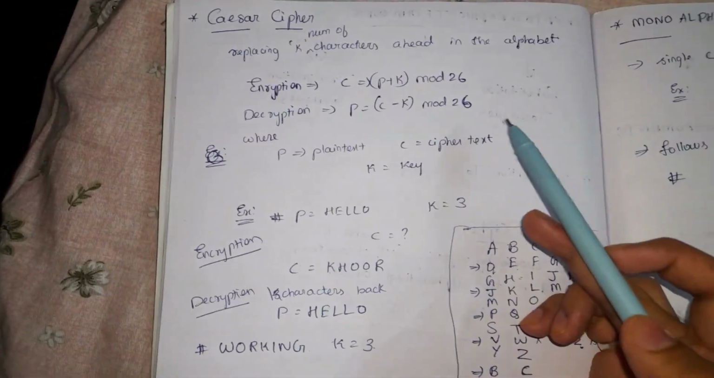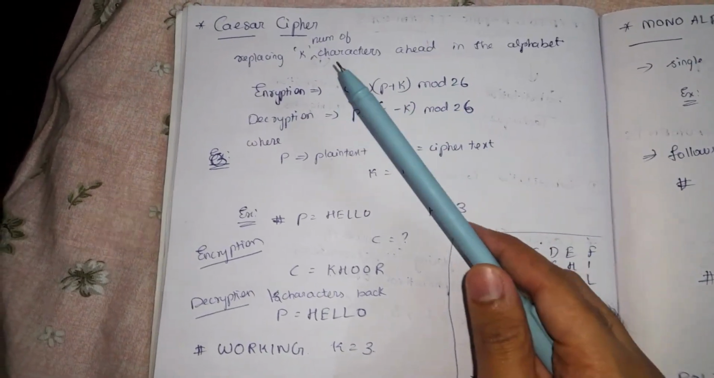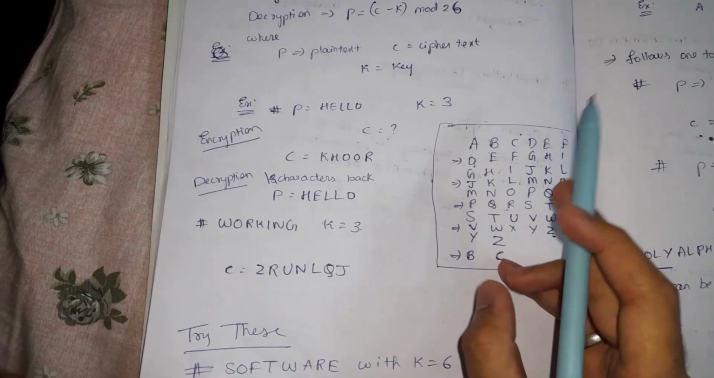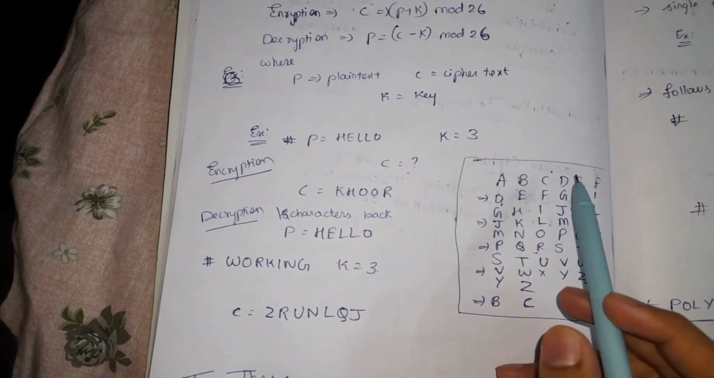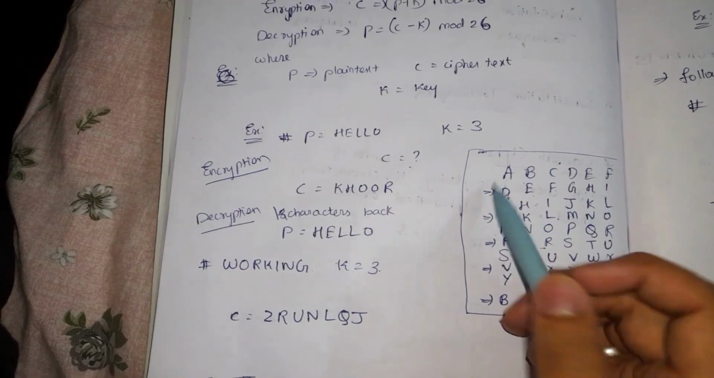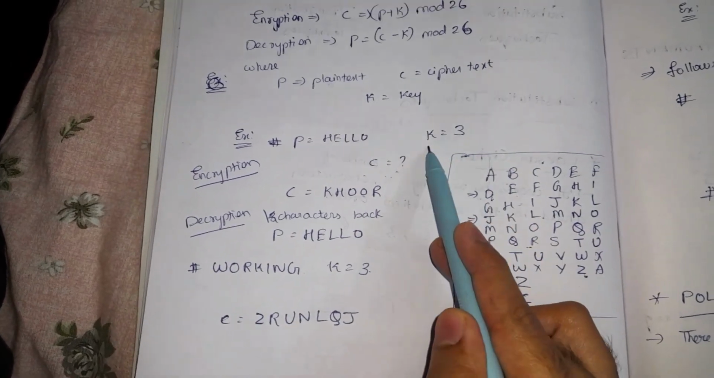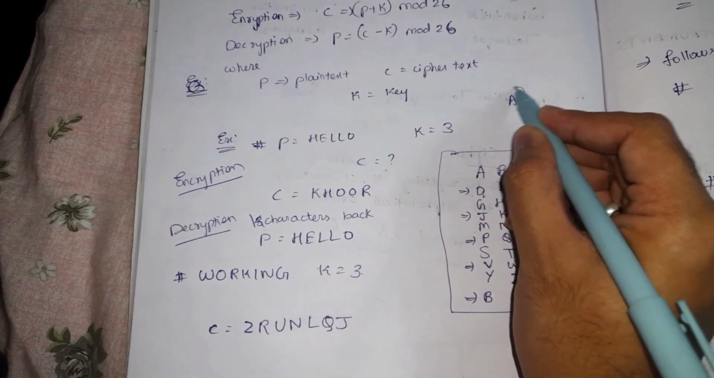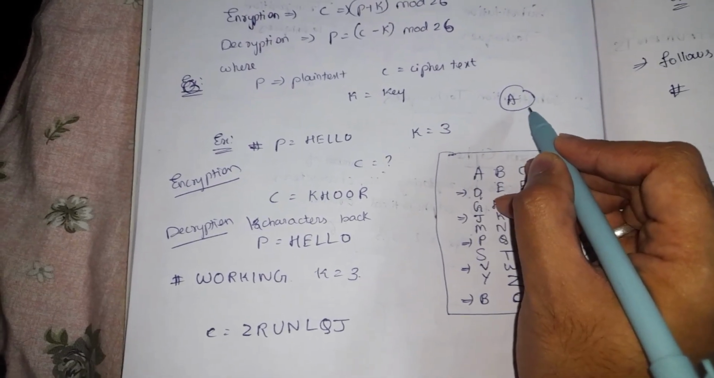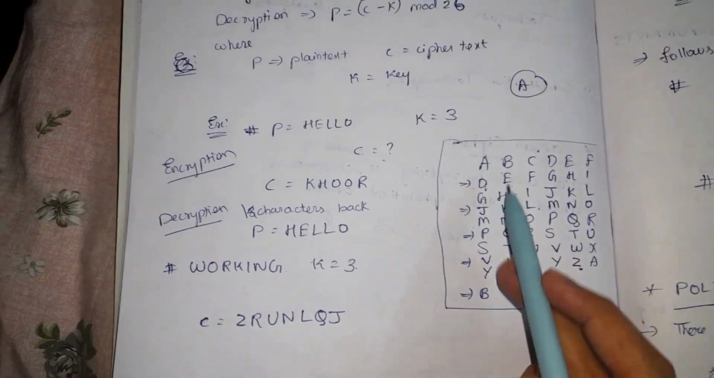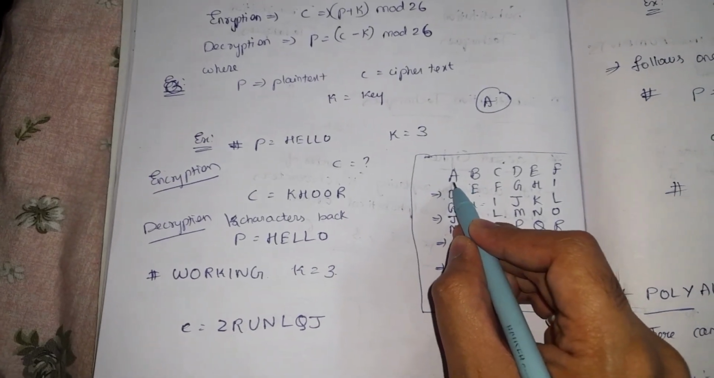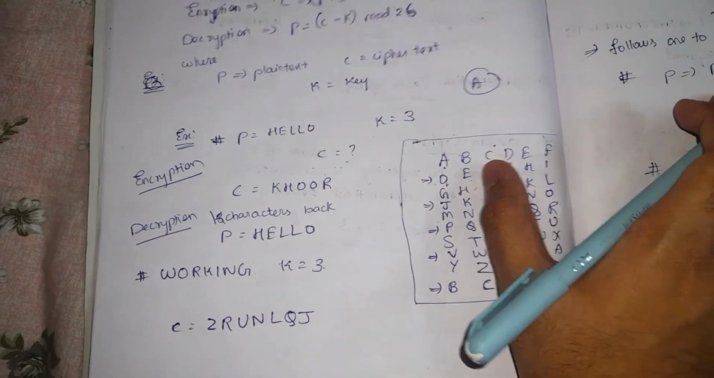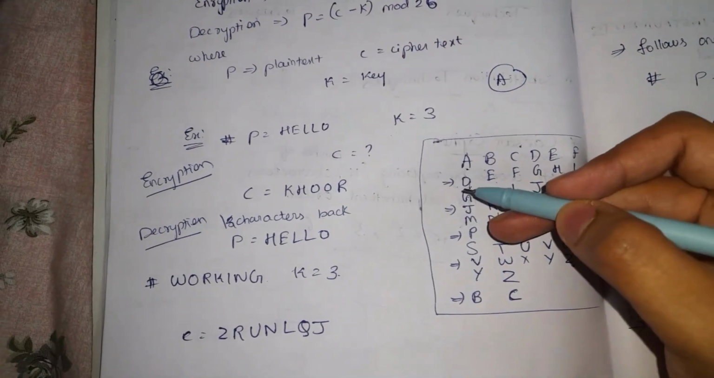As I mentioned earlier, Caesar cipher works by replacing each character with the k-th character ahead in the alphabet. Let's take a look at the alphabet. Write it down so that you can understand very clearly. Here I have taken k as 3, which means I have to replace with the character 3 ahead. First let's take A. I want to substitute A with the third character starting from A, which means B, C and D. So I have to replace A with D.